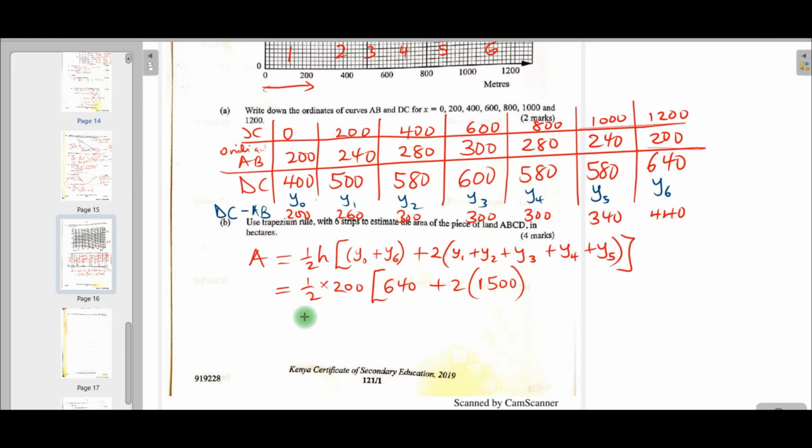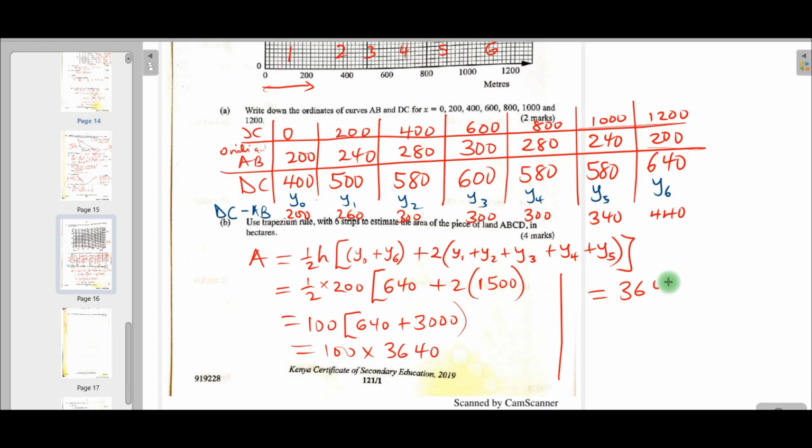And therefore, to work it out, a half times 200, that is 100, times 640 plus 2 times 1500, which is 3000. So we get 100 times 3640. If we multiply, we end up getting 364,000. So that is meters squared.